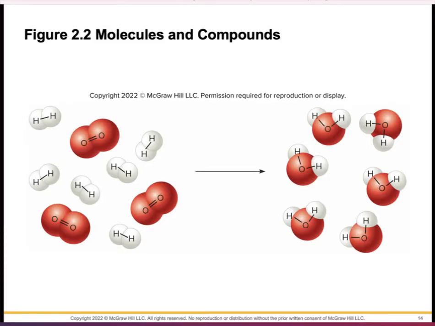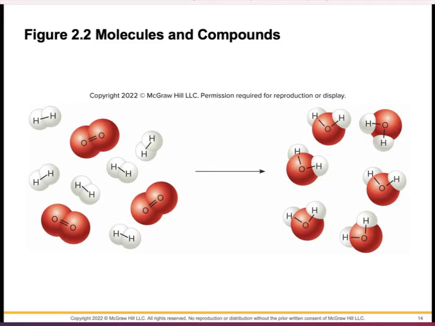So let's take a look here at this figure. Two atoms of hydrogen, for example, can combine with one atom of oxygen to produce a molecule of the compound water, just as Figure 2.2 shows.